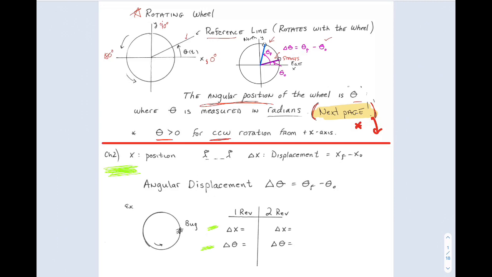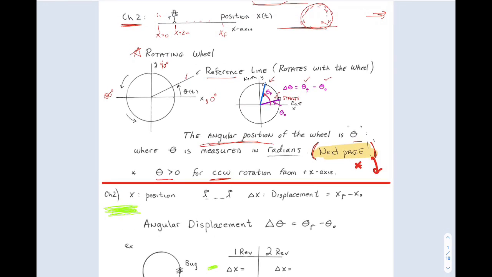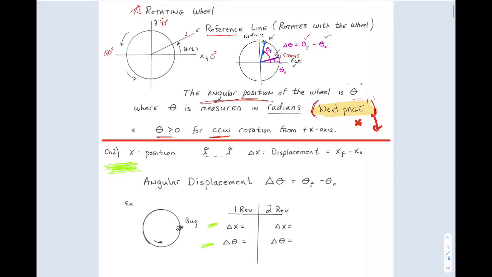I wait a little while longer, and now the wheel orientation is up here. The wheel's rotated a little bit counterclockwise. So this is my final angle. That's my final angular position. So just like the person walks down the road, they have an initial position x initial, final position x final. The wheel can have a final angular orientation or angular position.